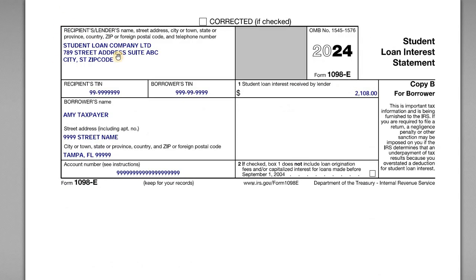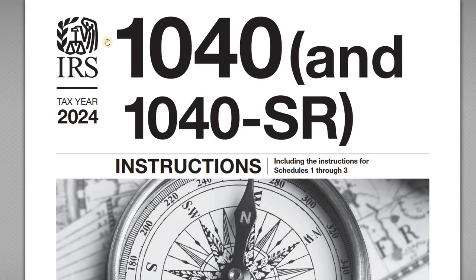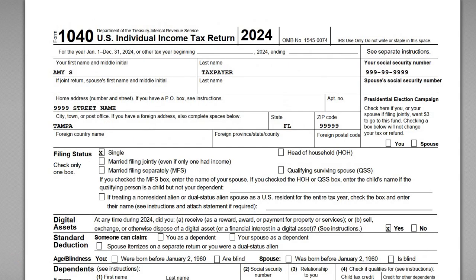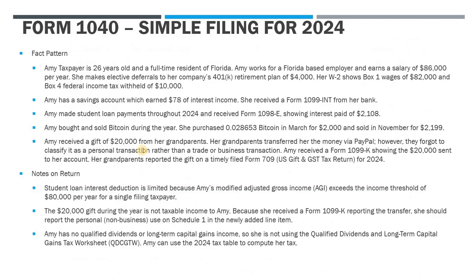We've got a Form 1098-E for student loan interest payments. And then lastly, we have the Form 1040 instructions for the 2024 year. And we'll be referencing these instructions to get a look at the tax tables. Now, last but not least, we have just one slide here covering some details on the fact pattern and then some notes on some specifics that we're going to have to consider for this return.